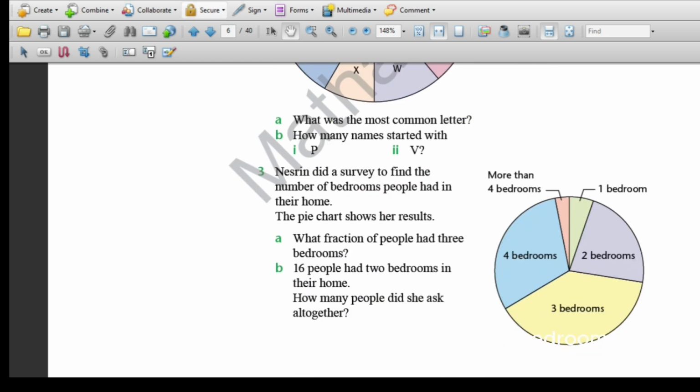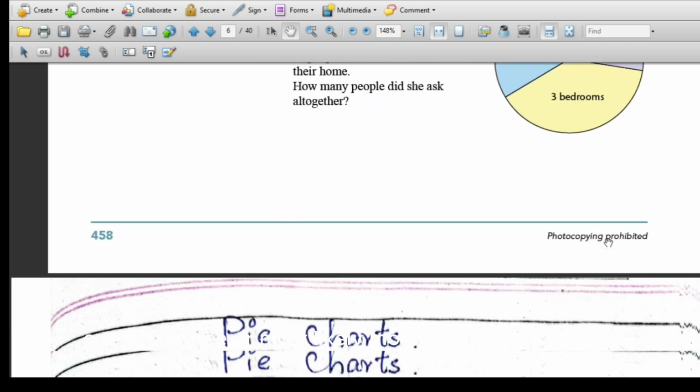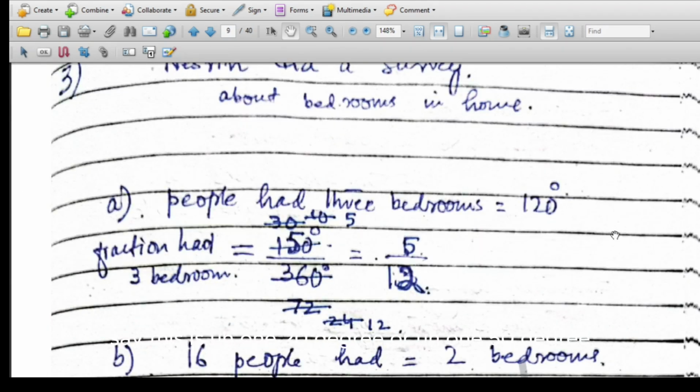Nasreen did a survey to find the number of bedrooms people had in their homes. The pie chart shows the results. What fraction of people had 3 bedrooms? Let's say it is 120 degrees or slightly more than that, so we can say this is 120 degrees or 150 degrees. Suppose this is 150 degrees. So we can write 150 here. 150 divided by 360 means 5 upon 12. So this is 150 degrees divided by 360 degrees. This is 150, we can write it here.